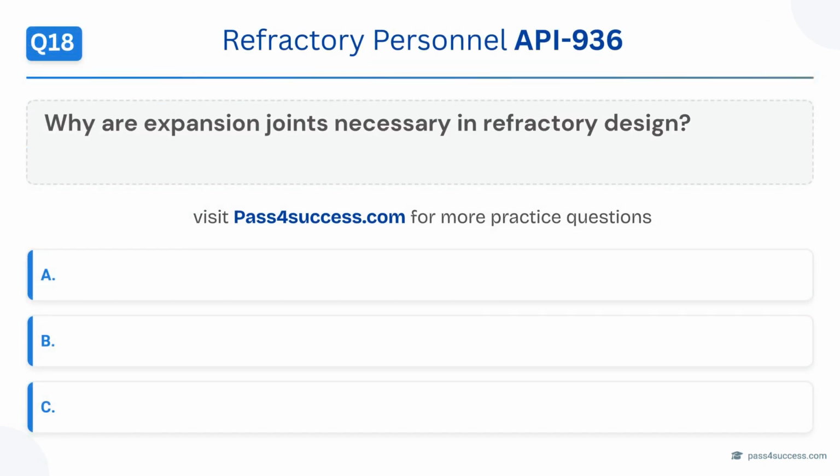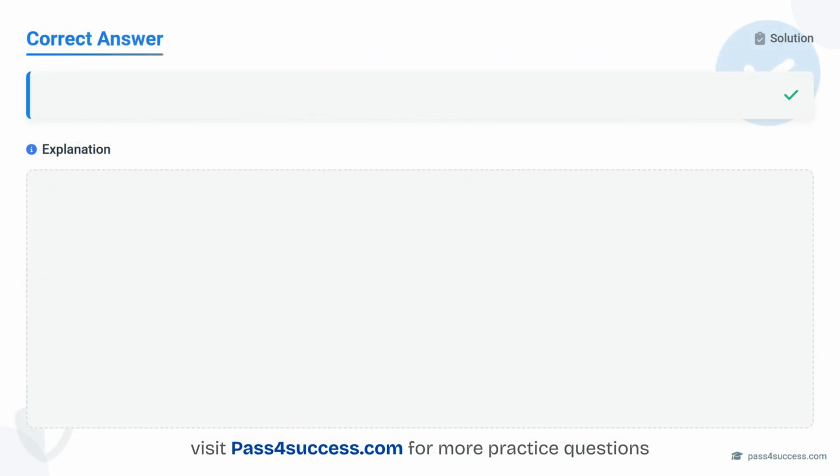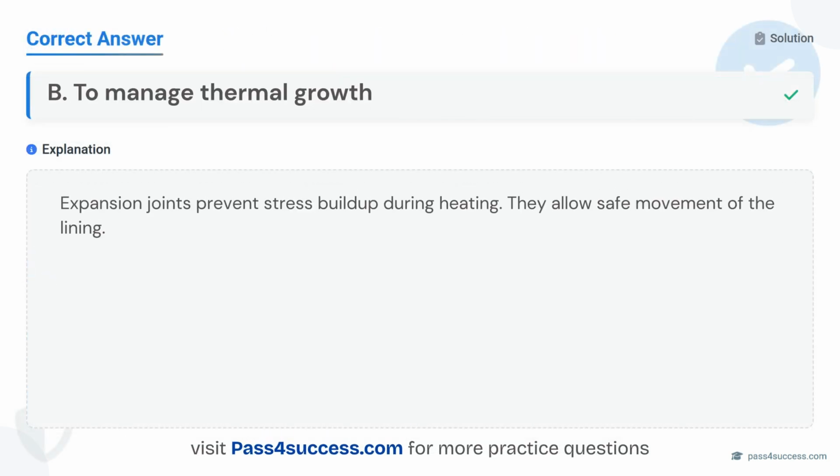Many people get this wrong. Why are expansion joints necessary in refractory design? A. To allow heat loss. B. To manage thermal growth. C. To anchor insulation. Correct answer is B. To manage thermal growth. Expansion joints prevent stress buildup during heating. They allow safe movement of the lining.